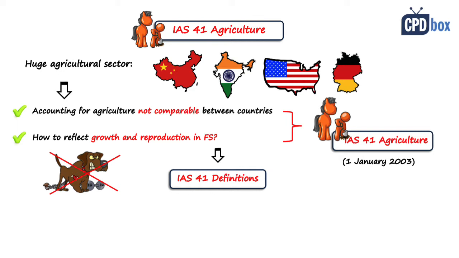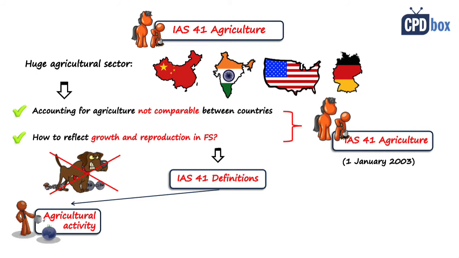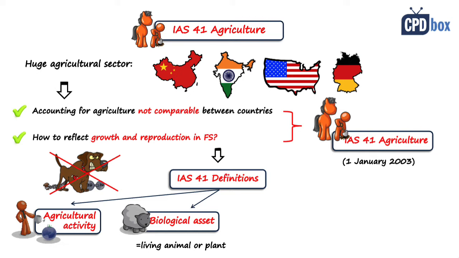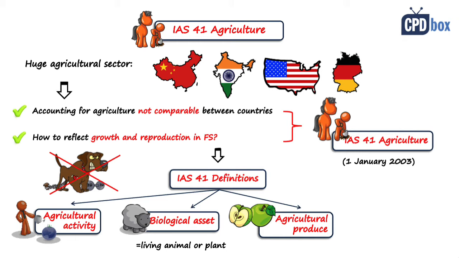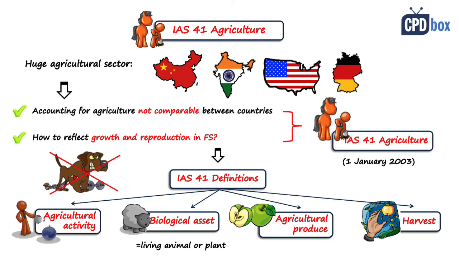So IAS 41 defines terms like agricultural activity, including its main important elements, but we will not go into many details here. Then biological asset, which is a living animal or plant. And here the common misunderstanding is that also the produce like apples or milk are biological assets. No, they are not. And also, even if you have a biological asset, you apply IAS 41 only if you are using it in an agricultural activity. So that's not automatic. Another term is agricultural produce, and this is the harvested product of the entity's biological assets. So there you have your apples or milk. Another term, harvest, that's the moment when you get the produce from the biological asset, for example, milk the cow.